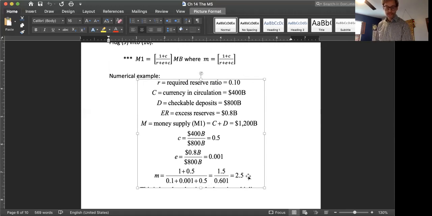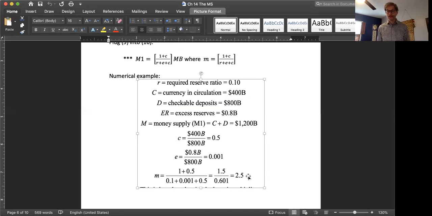So if the Fed changes the monetary base by 100 million, the money supply should change by about 250 million. It should change by 2.5 times that. That's the money multiplier. And if you notice here, this actually means that the Fed has a lot of power to control the money supply. When the Fed changes the monetary base by a little, it can change the money supply by a lot.